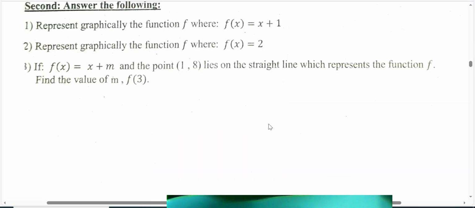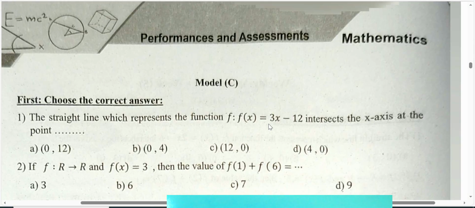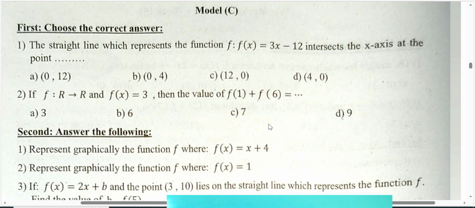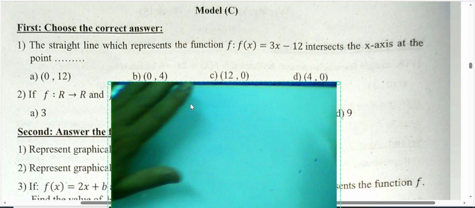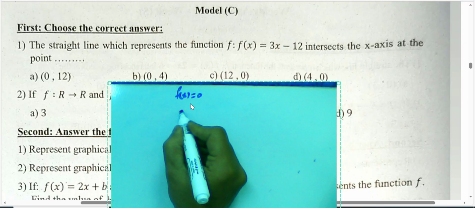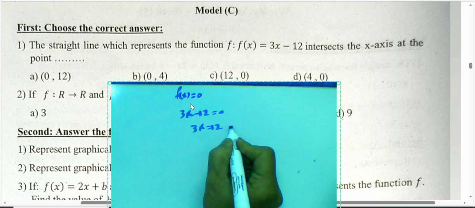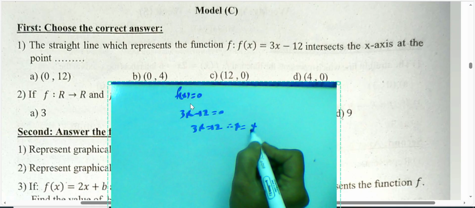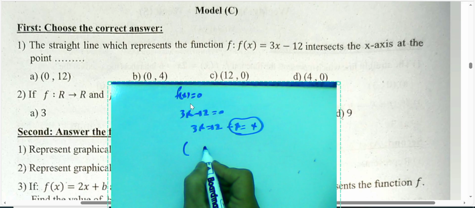Next question. Model letter C. Choose the correct answer. The straight line passing through the point that intersects the x-axis. It means y equals 0. It means f of x will be equal to 0. What does that mean? It means 3x minus 12 equals 0. Then 3x equals 12. Then x equals 12 divided by 3 equals 4. And the point will be what? It will be 4 and 0.